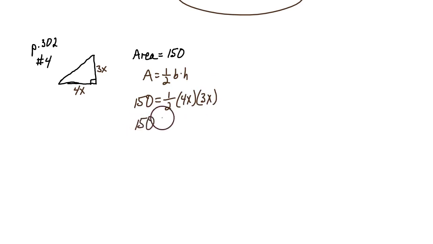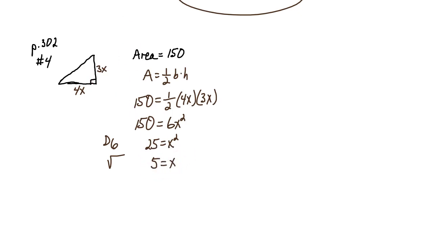Then simplify the right side. 1/2 of 4x is 2x, and 2x times 3x is 6x squared. Now divide both sides by 6, and we get 25 is equal to x squared. Now solve for x by doing a square root. We're actually not going to do the negative square root of 25 because we don't want to get a negative number on the side of a triangle. So we just get 5 is equal to x.